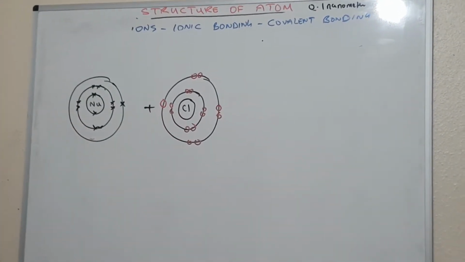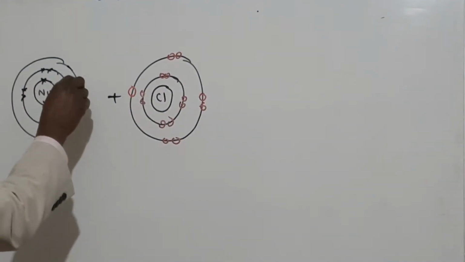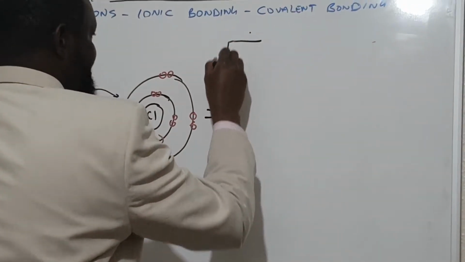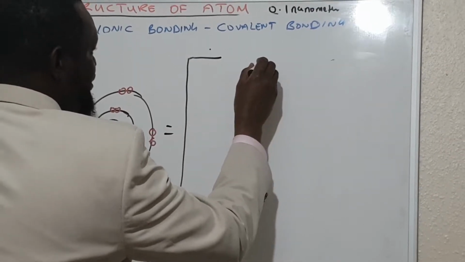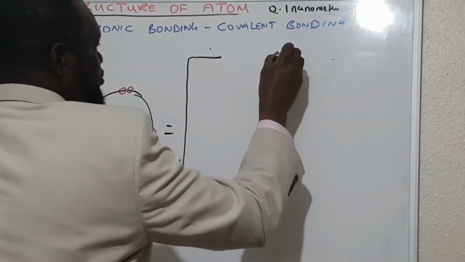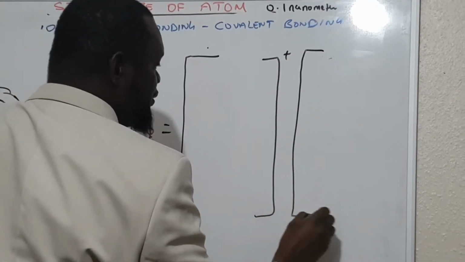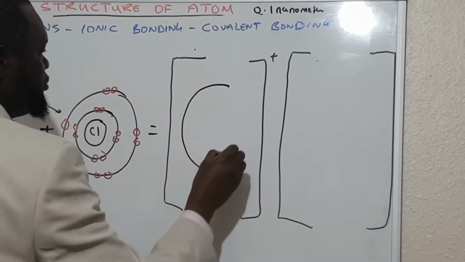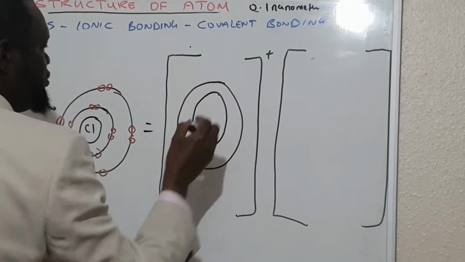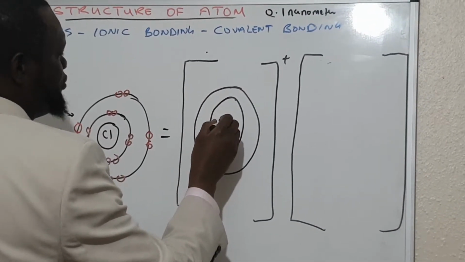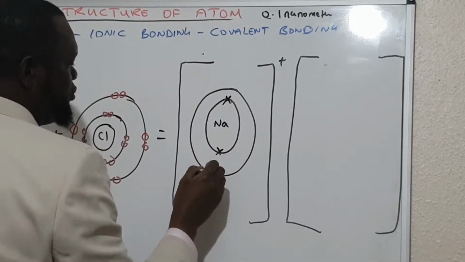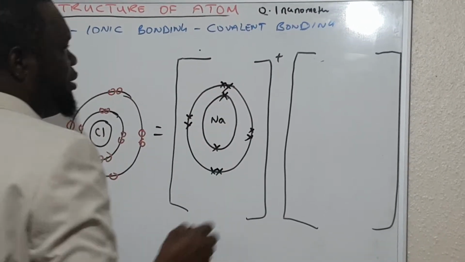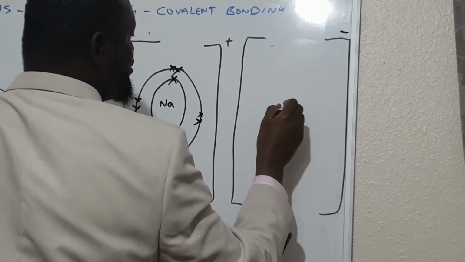okay, so what happens? Now, this one, it will donate its electron here. So you have to draw it like this. In the exam, you're supposed to do exactly like the way I did it. Okay? Positive here. In the exam, you have to do it exactly like the way I did it, yes? The last shell, sodium. Okay, you put negative here for chlorine.